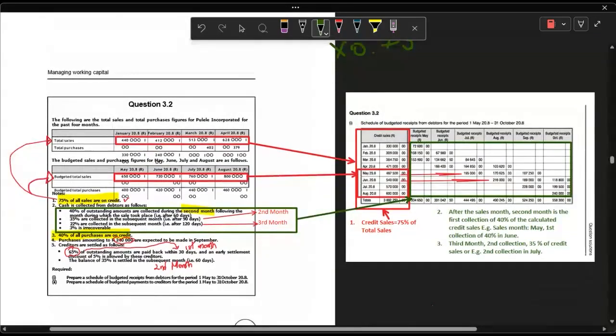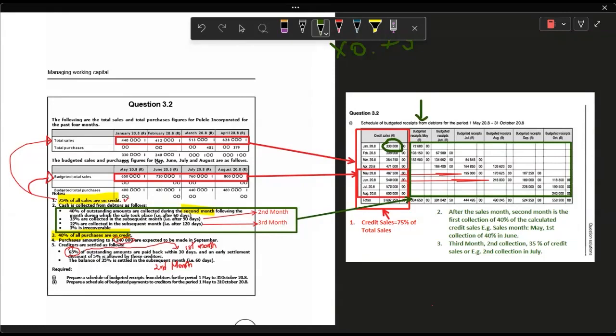Now you need to look at the cash collection from data, all right? They say 40% of the outstanding amount. So 40% of this amount will come after the first month. So after January, it's February. In February, you need to pay 40% of the credit sales. But look carefully that this starts from May. So for January, February won't be there on this schedule. It won't be there. You must look at where it's starting.